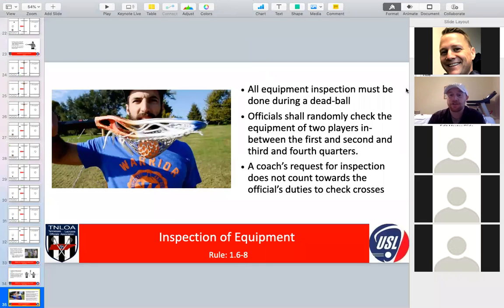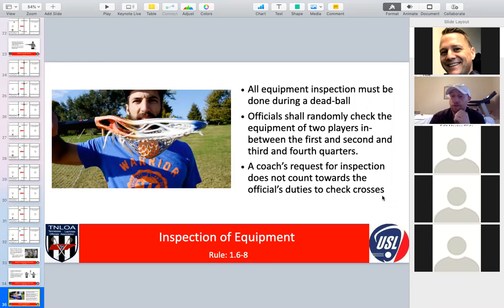All equipment inspections must be done during dead ball situations. That's what I was talking about before. Officials shall check randomly the equipment of 2 players in between the first and second and third and fourth quarters. A coach's request for inspection does not count towards the official's duties to check crosses. So we have to check sticks twice during the game. If a coach asks, it doesn't take one of ours away. We still have to check twice.